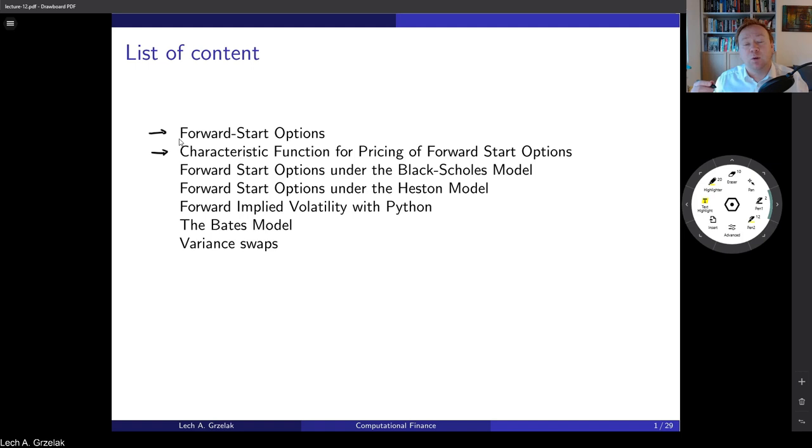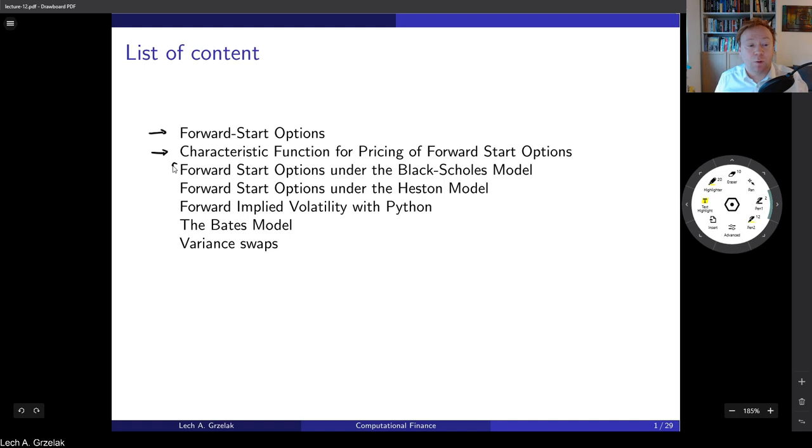So you see, we have forward start options. This means we also need to investigate what the forward start characteristic function is. And what happens is that this characteristic function is more involved than what we have seen so far. We have to solve some additional expectations. Two types of forward start options will be discussed in this lecture.